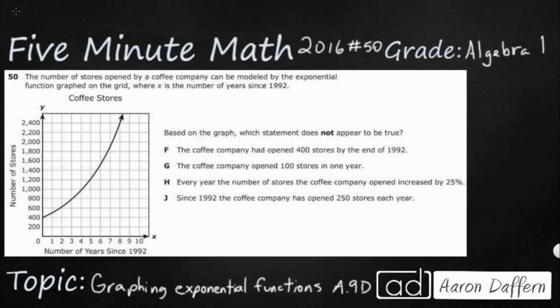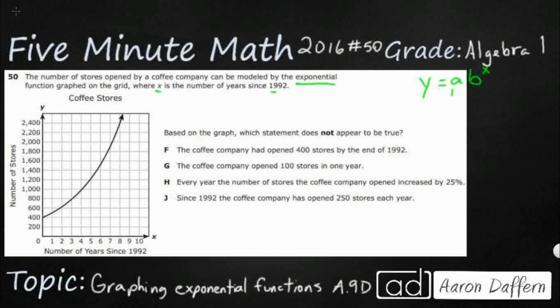So we have a graph here showing the number of stores opened by a coffee company, and we know that it's going to be modeled by an exponential function. All right, so x is your number of years. So let's just make sure we understand what we're looking at when we're dealing with our exponential function here. So y equals a times b to the x power. That is our standard form for the exponential function.